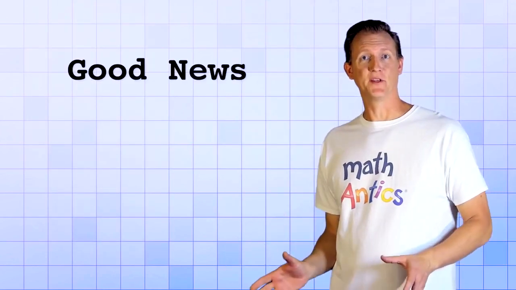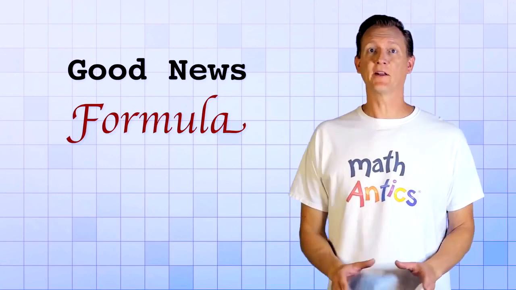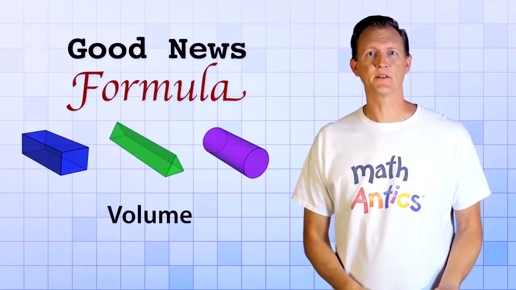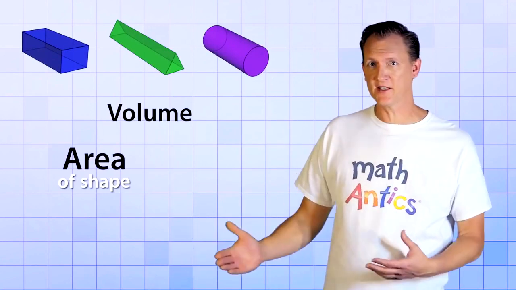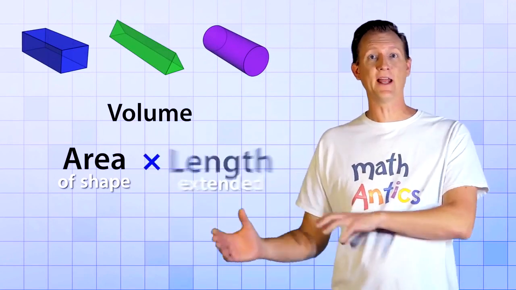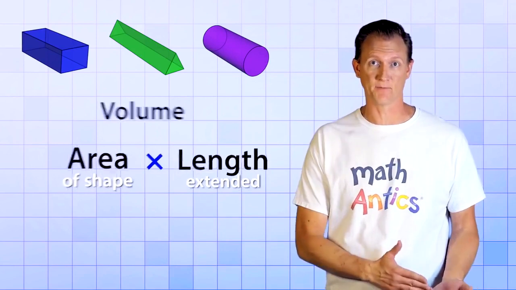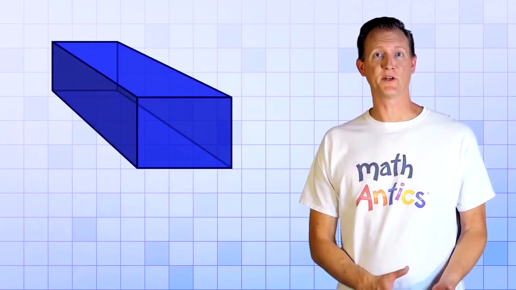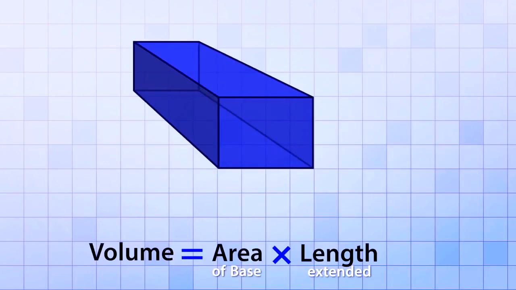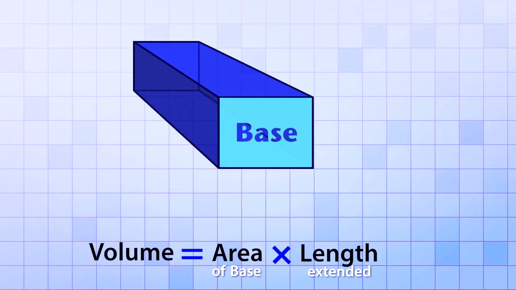Okay, so the good news is that there's a general formula for calculating the volume of these types of 3D shapes. All you have to do is find the area of the original 2D shape that got extended and then multiply that by the length or distance that it was extended. Usually, that original shape is called the base of the object. So, let's start with this rectangular prism and calculate its volume. The base is the original rectangle, and its dimensions are 4 centimeters by 3 centimeters.